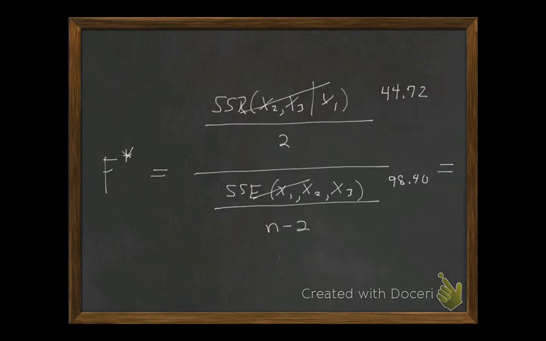98.40 divided by 16. Let me go ahead and put this in here too. All right, so 98.40 divided by 16 gives us 6.15.